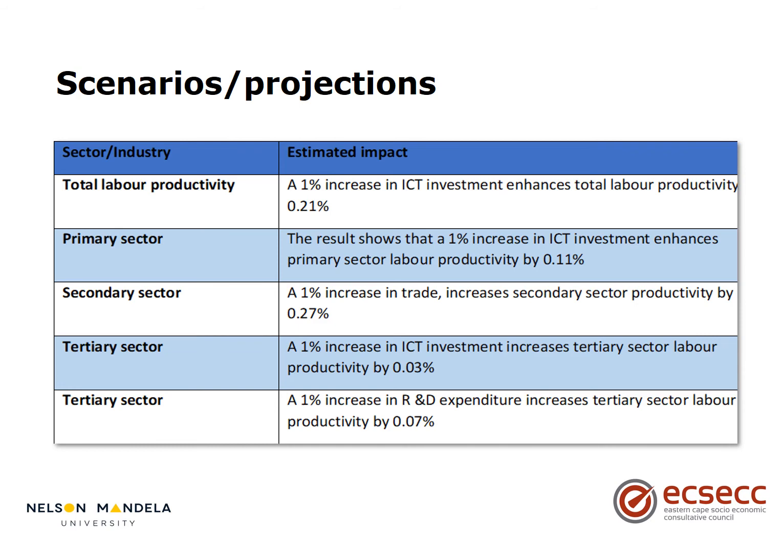An important thing that we can see from these projections is that the impact of ICT investments is larger for total labor productivity, and also larger for the primary sector compared to the tertiary sector. So investments in ICT seem to have a much smaller effect on the tertiary sector, and this could be due to the lower levels of investments that we've seen in ICT, which I'll talk about at a later stage.